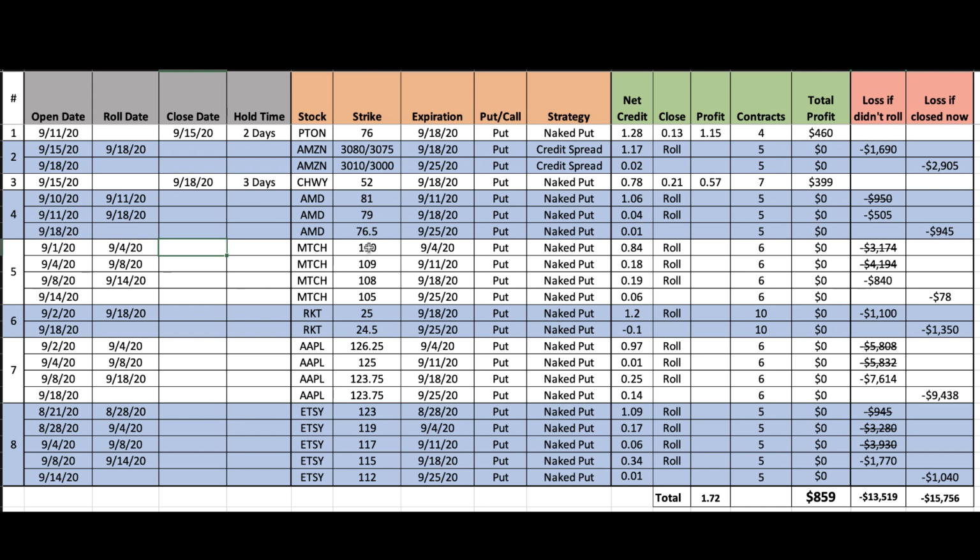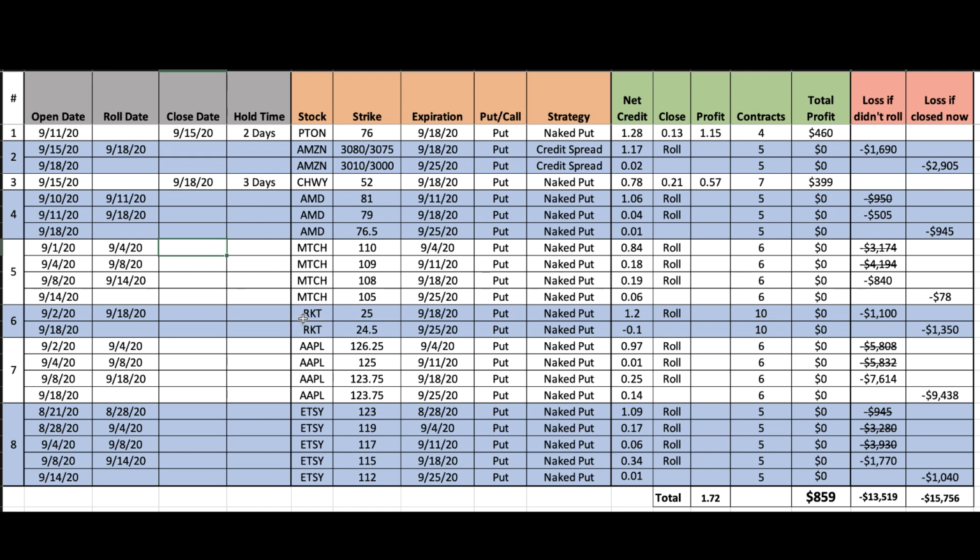Match, I started at the 110 strike and got it down to the 105 strike when I rolled it this week. I got a 6 cent credit, and right now I could actually close it for 70 or a loss of $78. So I got a really good roll on Match, and actually, if I'd have just waited and held on to Match instead of rolling it, I could have let it expire this week because it did close above the 108 strike price, but that's okay. I'm still in a pretty good position on that one.